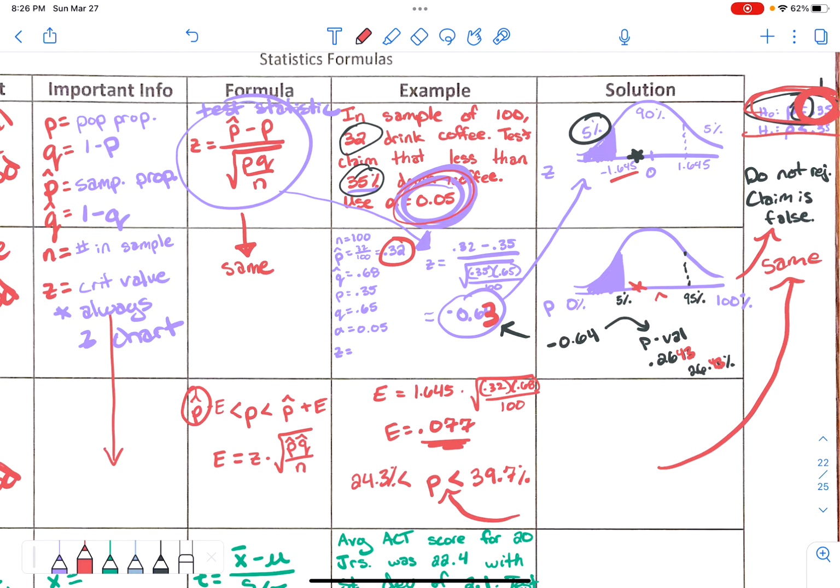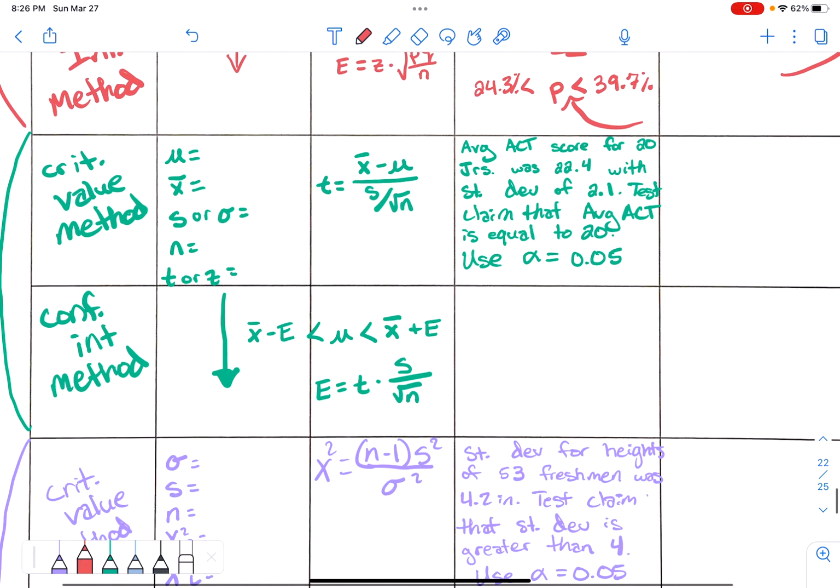Okay. All right, let's go on down to means. We've got means to do. We only did the critical value method for mean. We did not do the p-value method. And then we have the confidence interval method. Okay. We've got all of our stuff here. If you need to write this down, go for it.